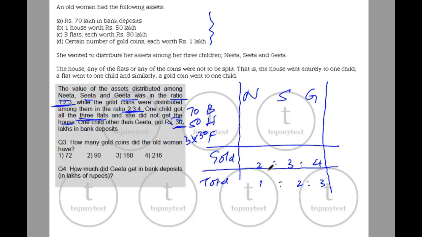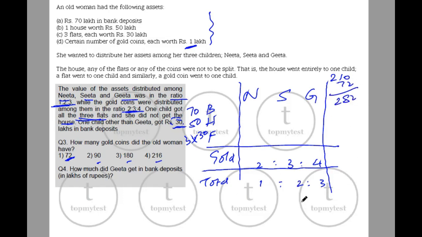Now one way is we can try to calculate a value using ratios, but instead of doing that, let's just use the options. Your options are 72, 90, 180 and 216. This is the value of the gold coins in lakhs because each coin is worth 1 lakh. Now we know these 3 add up to 210 lakhs. Now if the gold was 72 lakhs, the total value will be 282 lakhs.